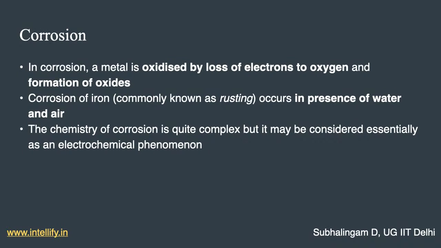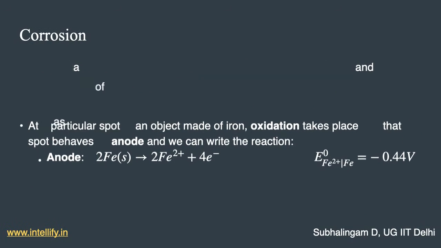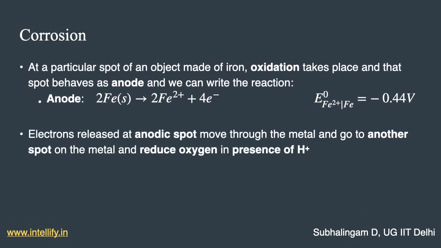The chemistry of corrosion is quite complex, but it may be considered essentially as an electrochemical phenomenon. At a particular spot of an object made of iron, oxidation takes place and that spot behaves as the anode, and we can write the following reaction for the anode: 2Fe giving 2Fe2+ plus 4 electrons. Electrons released at the anode spot move through the metal and go to another spot on the metal and reduce oxygen in the presence of H+.